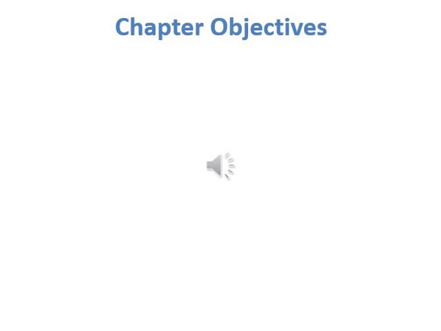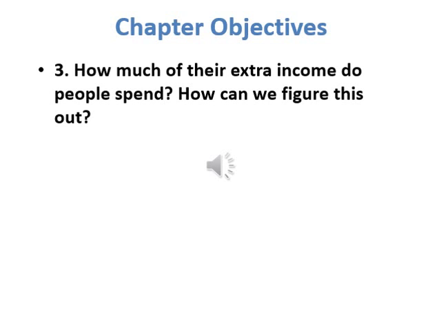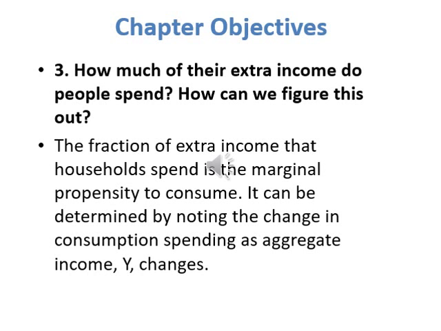Chapter Objectives. 3. How much of their extra income do people spend? How can we figure this out? The fraction of extra income that households spend is the marginal propensity to consume. It can be determined by noting the change in consumption spending as aggregate income, Y, changes.